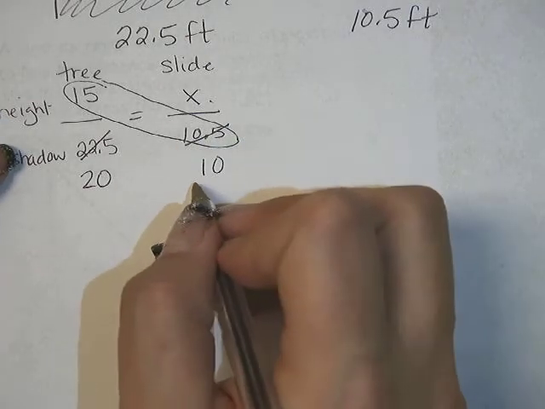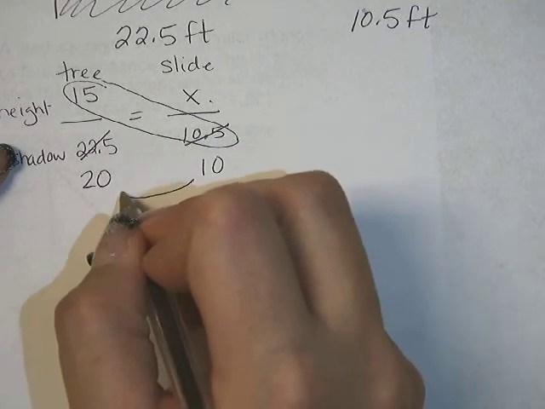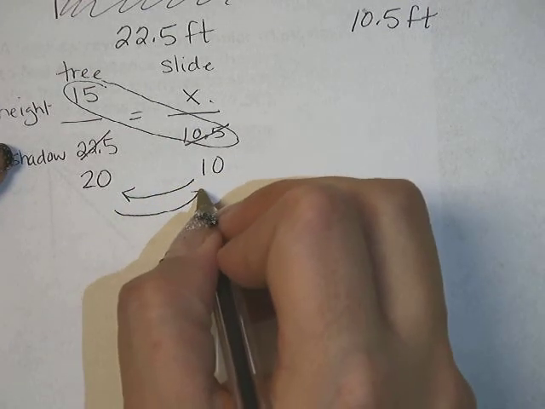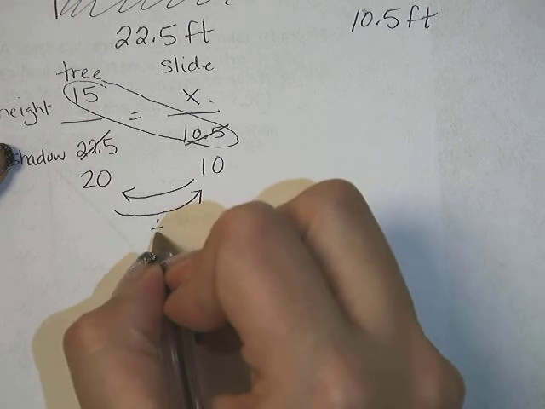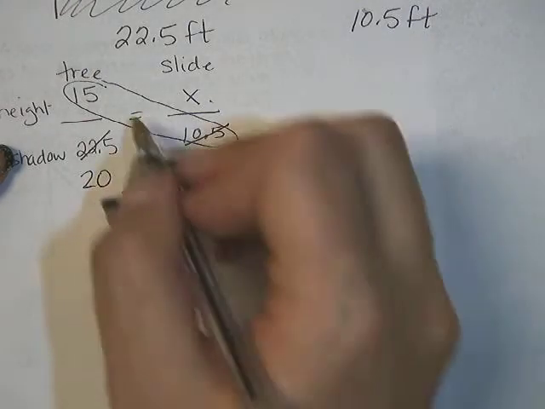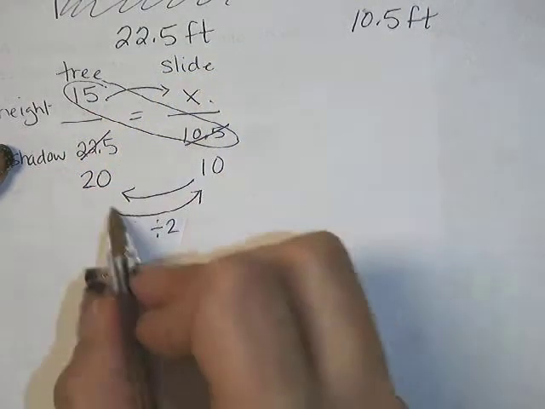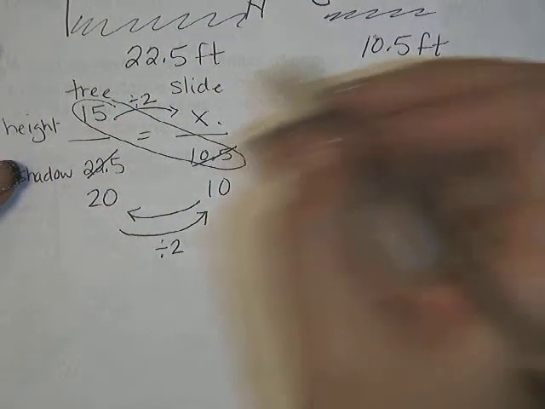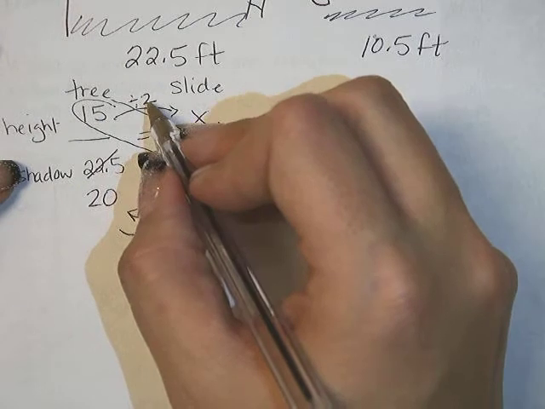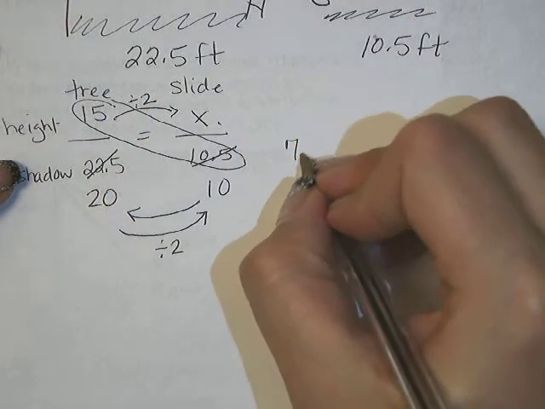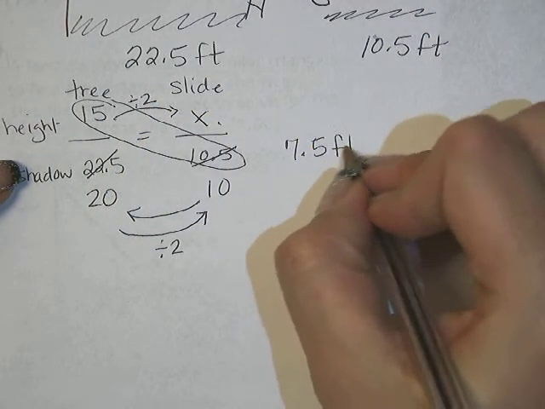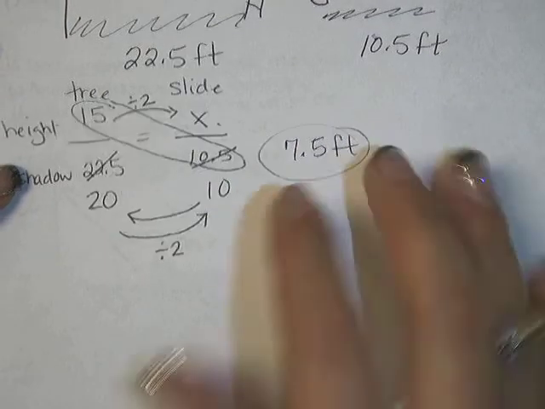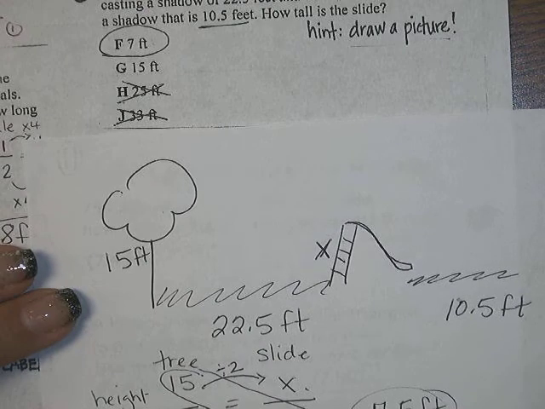I know that going from 10 to 20 is multiplying by 2, which means if I'm going from 20 to 10, that would be me dividing by 2. And since I am moving in that same direction here, dividing by 2, this would also be dividing by 2. And 15 divided by 2 is about 7.5. And again, considering that I've changed my numbers, this isn't going to be an exact answer, but it would definitely help me make a decision.